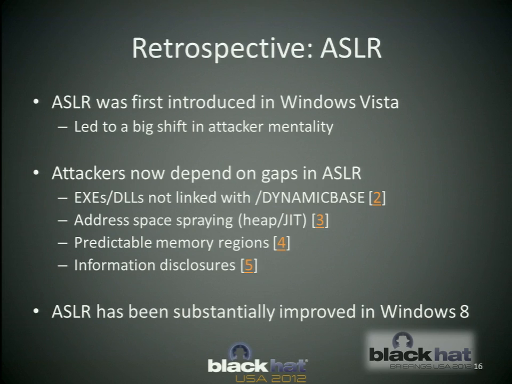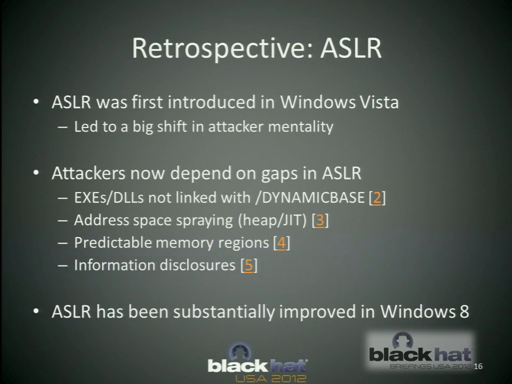Another technique that attackers use is something called address space spraying. This is either heap spraying or JIT spraying, and it's basically just a way of filling up a large portion of the address space with data or code that the attacker controls. And as I mentioned, they'll try to also leverage predictable memory regions. So not necessarily just DLLs and EXEs, but other regions of memory that happen to be located at the same address in every process.